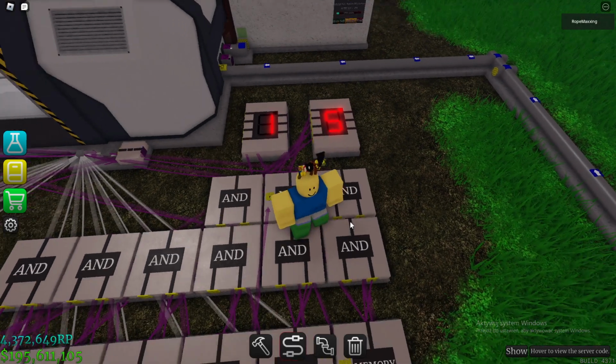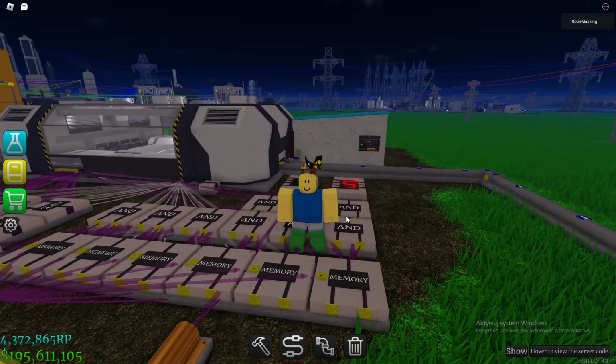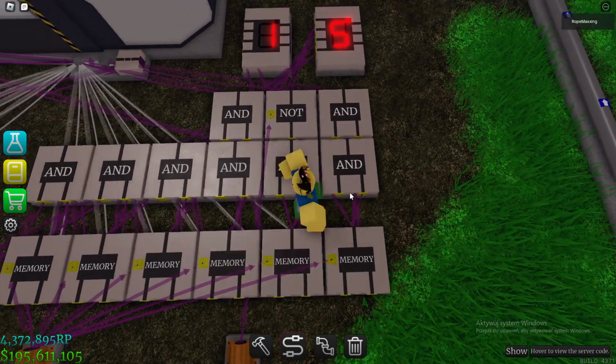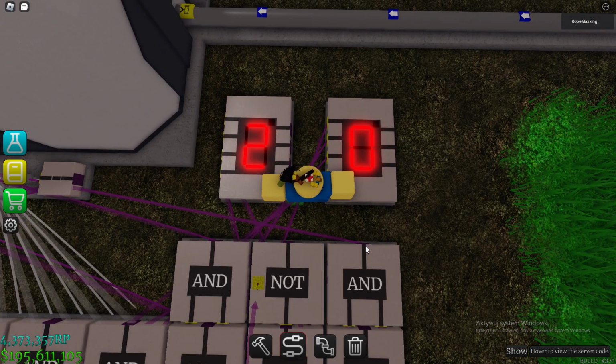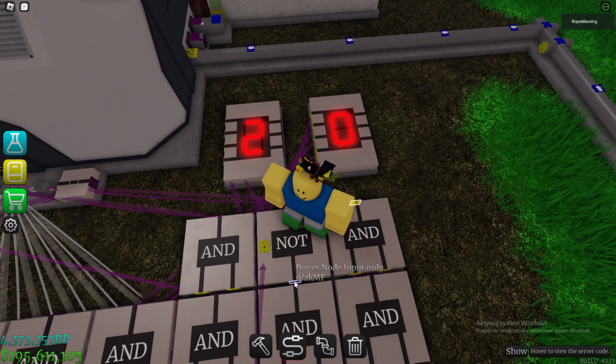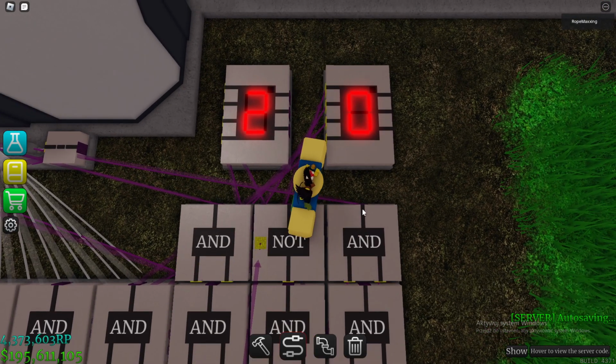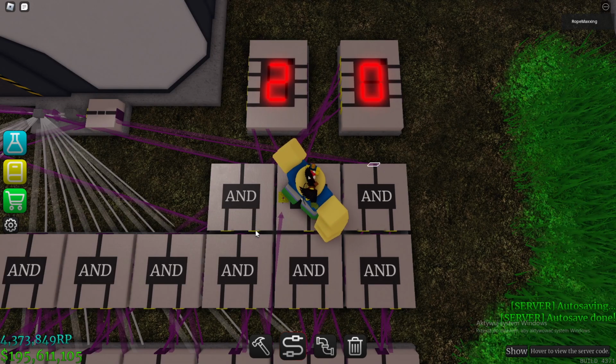After that, we will be able to go further. Now we will be able to connect this AND gate into the input of this NOT gate and into the right input of this AND gate.